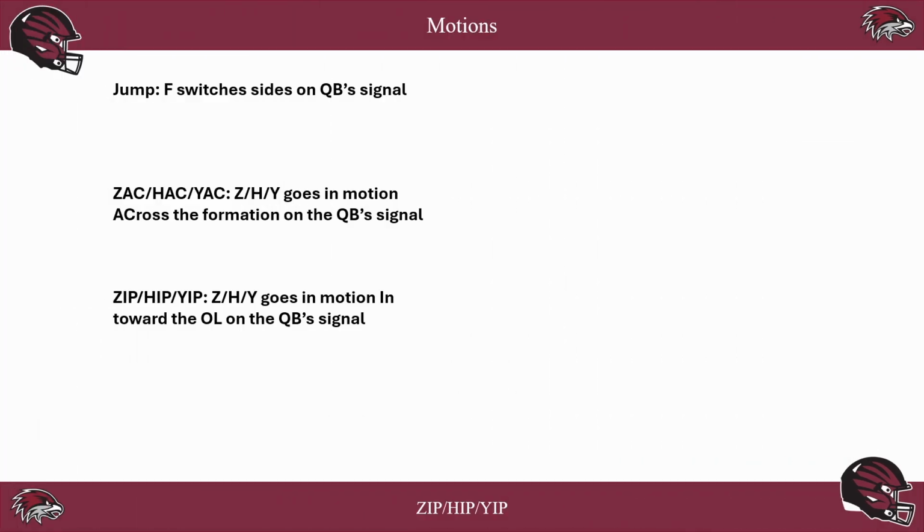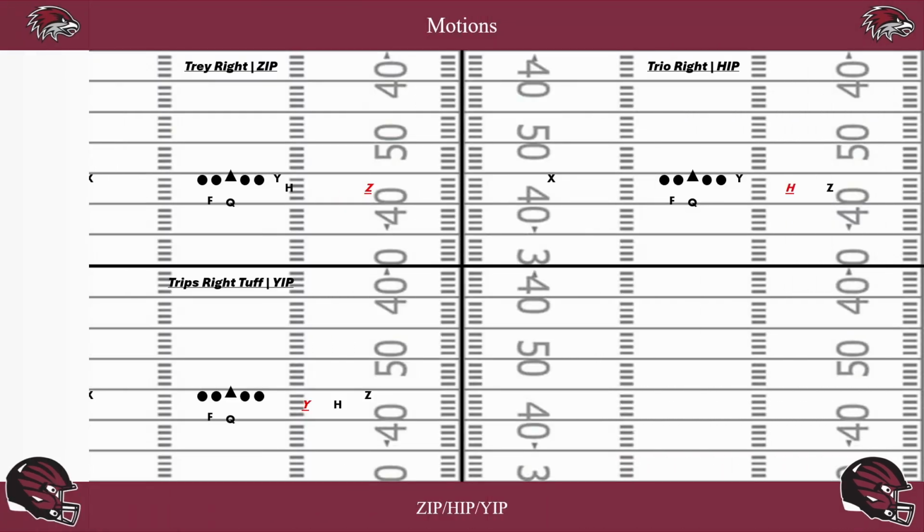Similar to the previous motions, in zip, hip, and yip, the Z, H, or Y goes in motion in toward the O-line on the quarterback signal. This can be remembered because in starts with an I.